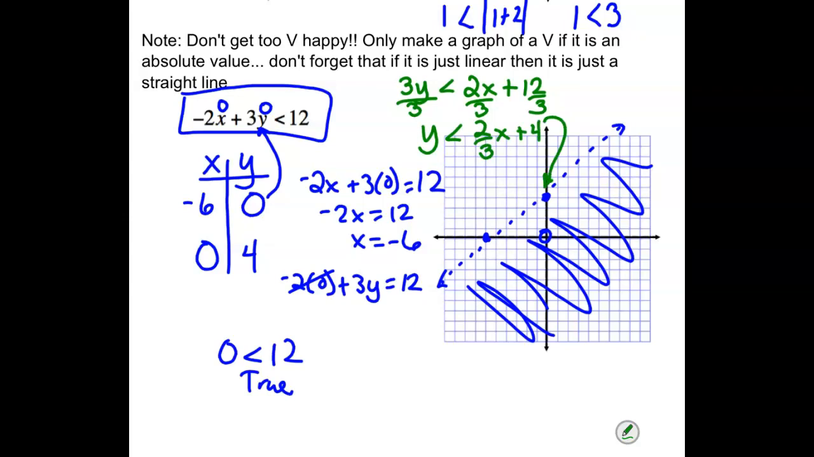I'm rising 2 and running 3. I guess my line's a little off there. Rising 2, running 3. And because it's a less than, y is less than that, we would be shading underneath the line, which is what we've chosen already.